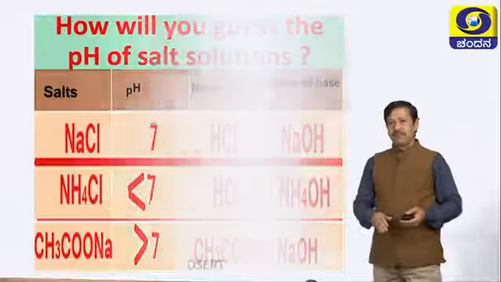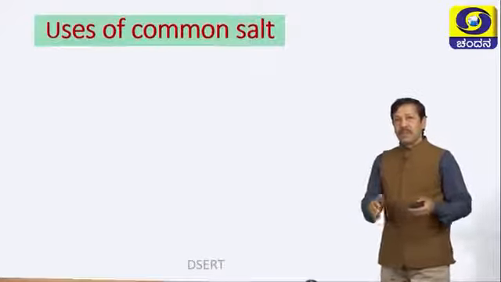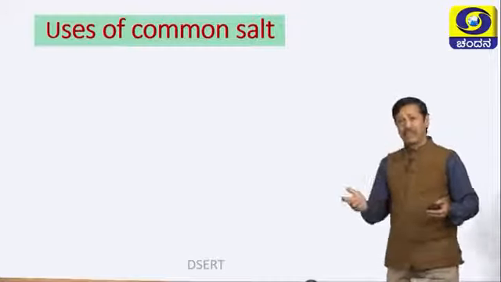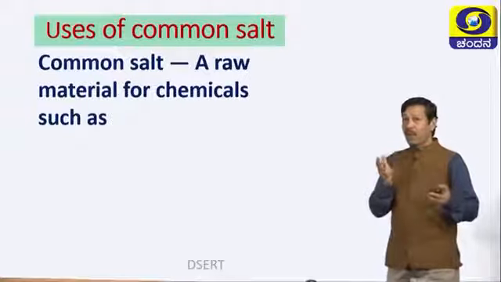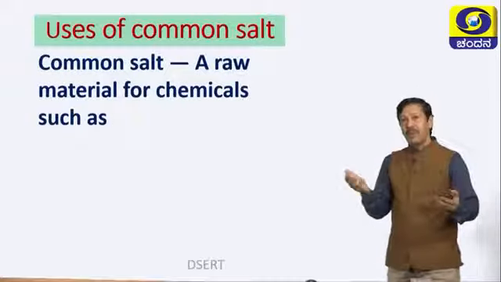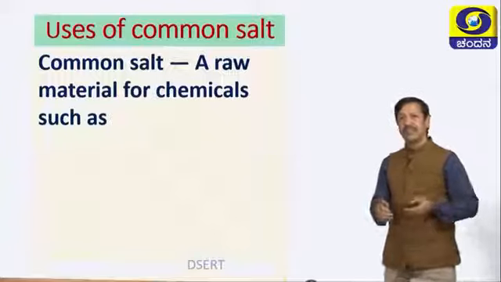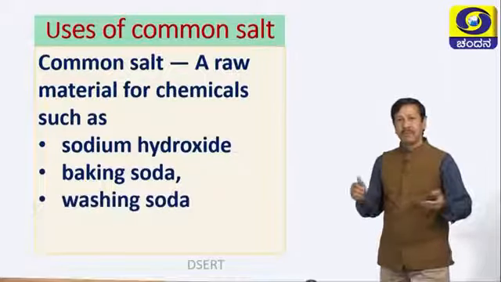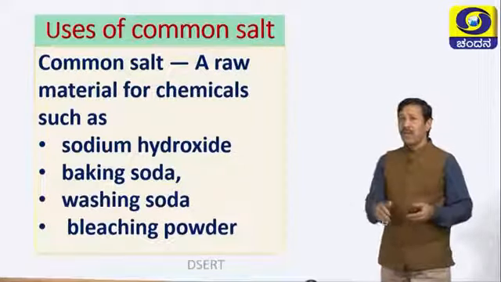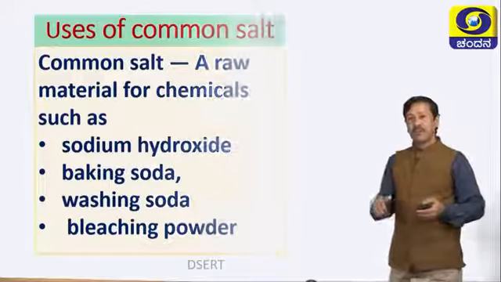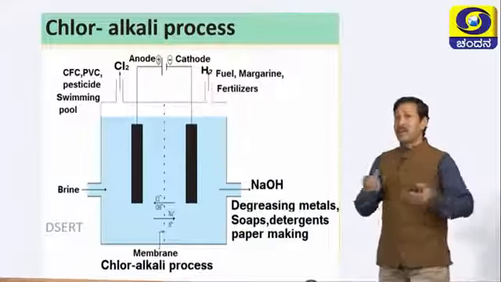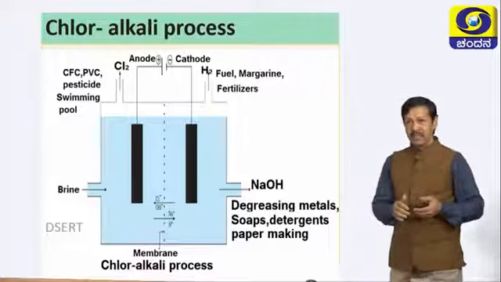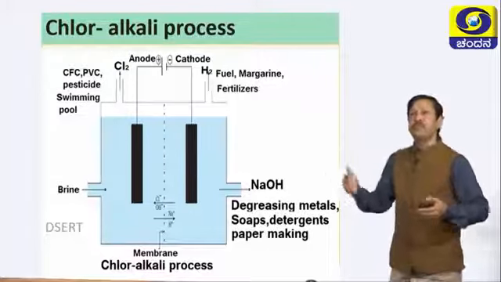Now, uses of common salt, very important. Common salt, edible salt, table salt, what we call. This is so important that it is a raw material for many chemicals such as sodium hydroxide, baking soda, washing soda, bleaching powder and so on. Now, let us see how these are produced, that is by the chloralkali process we are getting some products. These products are in turn used to produce many salts.